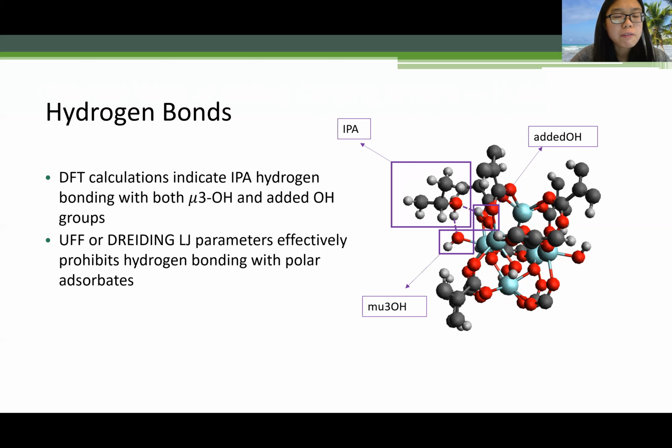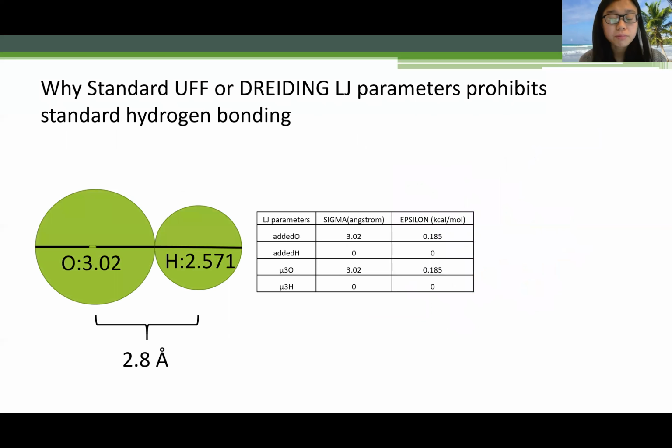However, if we use the standard UFF or Dreiding energy parameters, it effectively prohibits hydrogen bonding with polar adsorbate. Why do standard UFF or Dreiding energy parameters prohibit hydrogen bonding? That's because the LJ radius is too large.